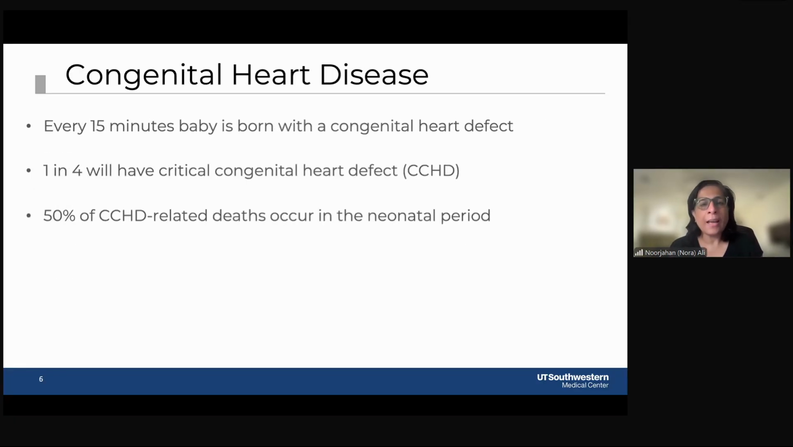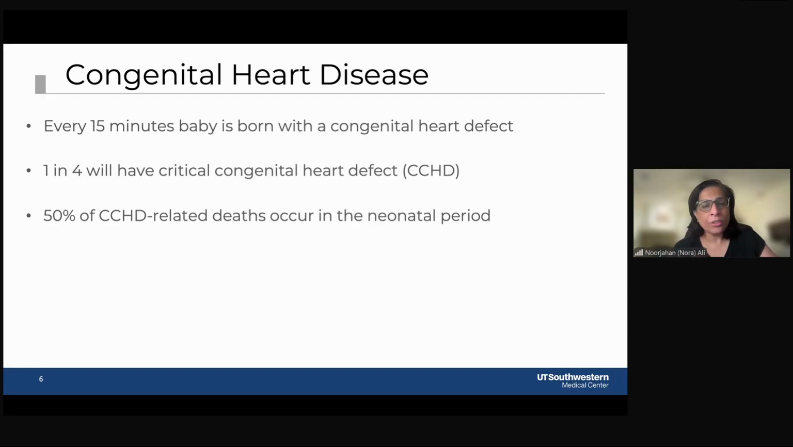So why it's important. A lot of the statistics I'm going to talk about tend to be more for the US, though I did try to incorporate some international statistics. At least in the US, every 15 minutes we have a baby born with a congenital heart defect, and about 1 in 4 will have a critical congenital heart defect. What we mean by that is those are the lesions that need some sort of intervention fairly early in the neonatal period for survival, essentially. What we do know is 50% of patients who have critical congenital heart defect tend to die in the neonatal period.